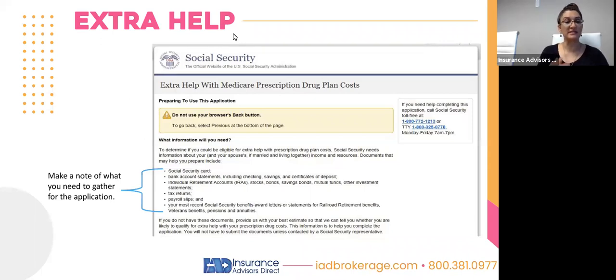There is a list of information that the client should have or gather. Obviously their social security card, bank statements if they have those, a certificate of deposit or savings. Their tax returns usually will have pretty much everything they need. If they have a payroll slip, you want to have those. That's pretty much it. When they fill out the application, it'll ask for amounts. It's very quick, really simple.